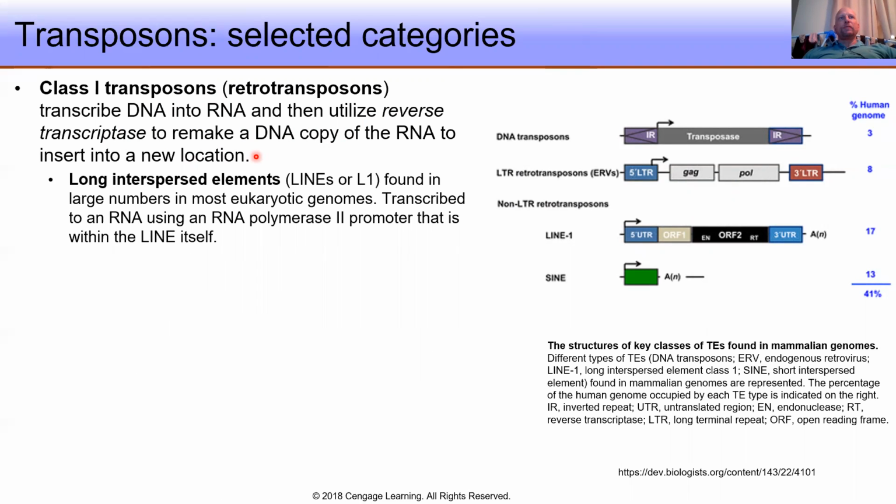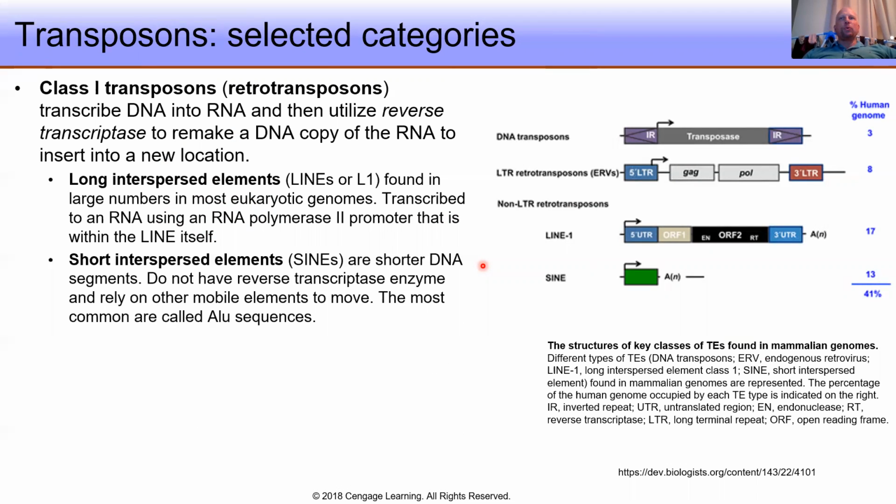So we have two types of class 1. We have the long interspersed elements, or LINEs, and here's one here. What we can also see in this diagram is the relative percentage of DNA that these different elements take up. This one here, for example, is 17%, so it's one of the largest proportions of mobile element. Long interspersed elements are found in high numbers, and they have the enzyme reverse transcriptase and an RNA polymerase promoter that is contained within the element itself.